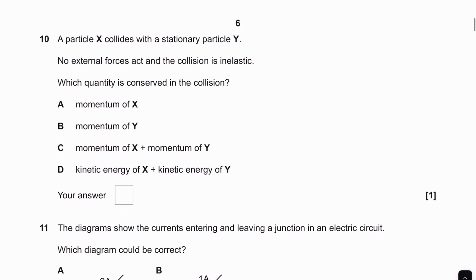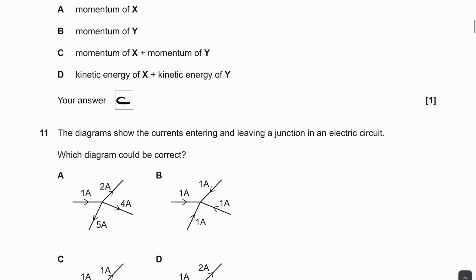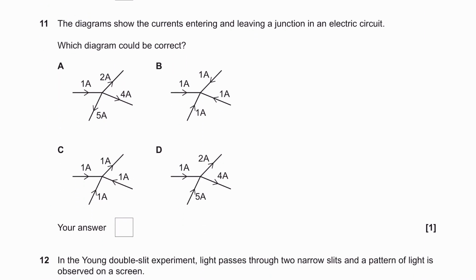Question number 10. A particle X collides with a stationary particle Y, no external forces act, and the collision is inelastic. So we know that the kinetic energy is not conserved. Which quantity is conserved? It is the momentum of X and Y. So C will be the answer. Question number 11. We've got some diagrams where the currents are in and out of the junction. Which one is the correct option? We've got 6 amps in and 6 amps out as well, so D will be the answer.